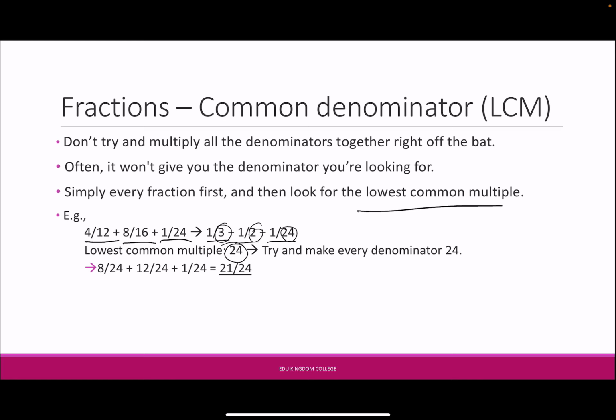Okay, once we found that, then we're going to try and make every denominator this lowest common multiple. So 1/3, we multiply top and bottom by 8 to give you 8 over 24. Half, multiply top and bottom by 12, and then 1 over 24 you leave as is. Gives you the final answer.